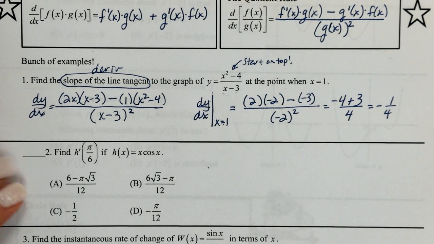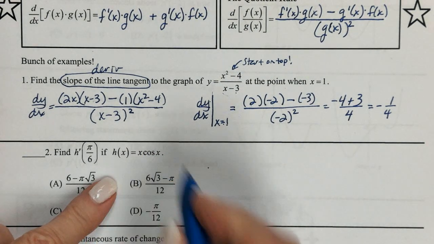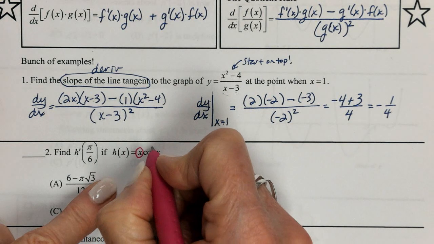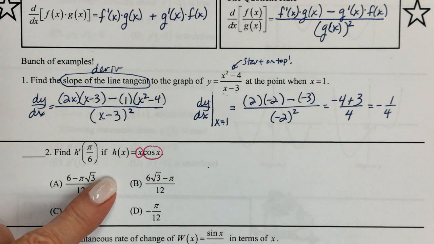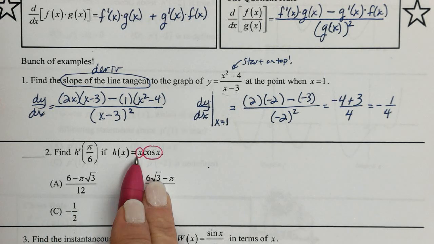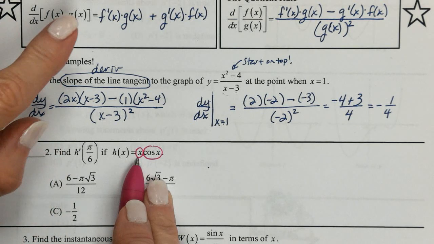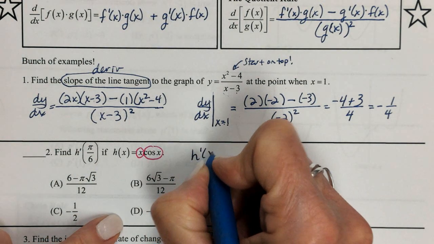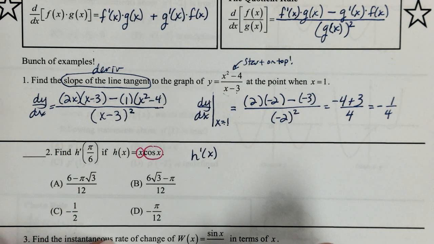All right, number 2 here. This time I see a product. I see x's times x's. It's a product of x's. If this first x was a 3 or a 2 or a 17 or a negative 5, I would not have to use the product rule. But since it is an x, we have to use the product rule. So for the derivative, I first take the derivative with respect to x, and then you plug in pi over 6.